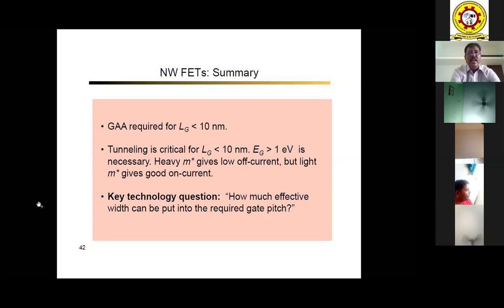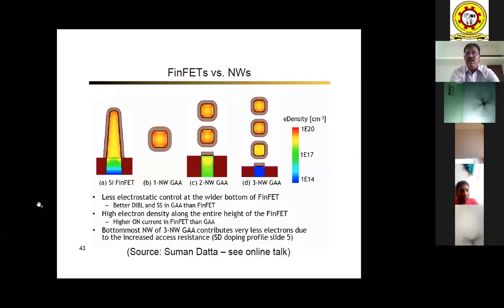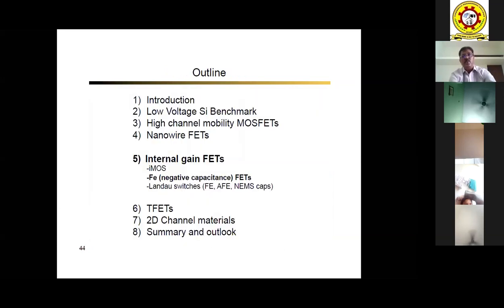Then FinFETs compared with nanowires. Actually, nanowire is also a quite good candidate. So they show a silicon FinFET here, one fin, and one nanowire GAA, gate all around, compared with that. Then two nanowire GAA, three nanowire GAA, and you can have multiples of that.